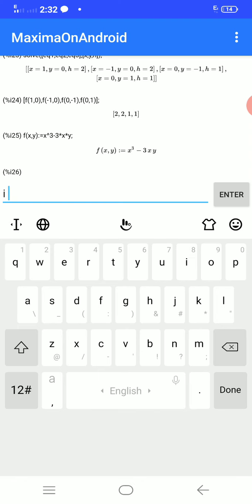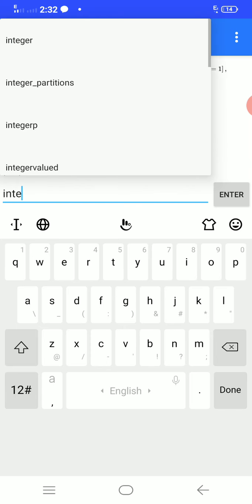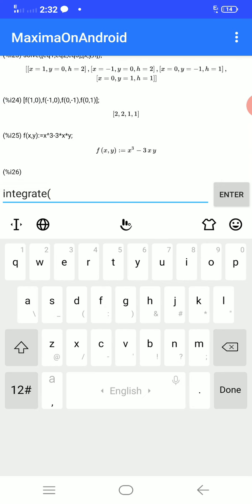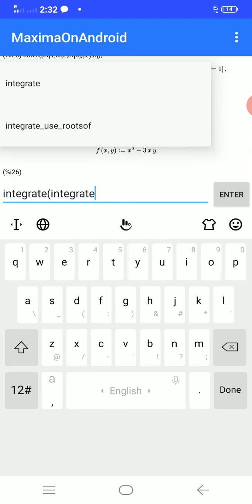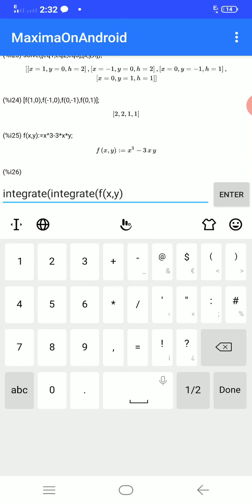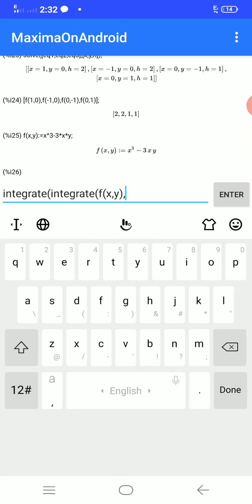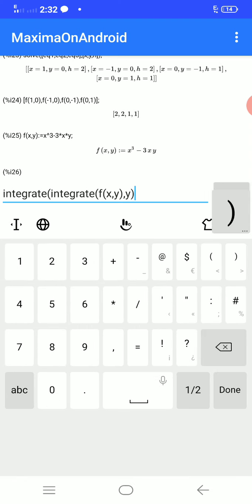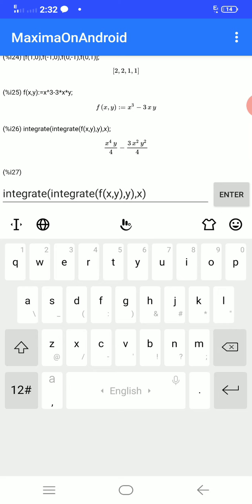Next, evaluate the double integral. So we use the syntax integrate of integrate of function f of x, y with respect to y, then with respect to x, then enter. So we get the output x to the 4 times y upon 4 minus 3x squared y squared upon 4.